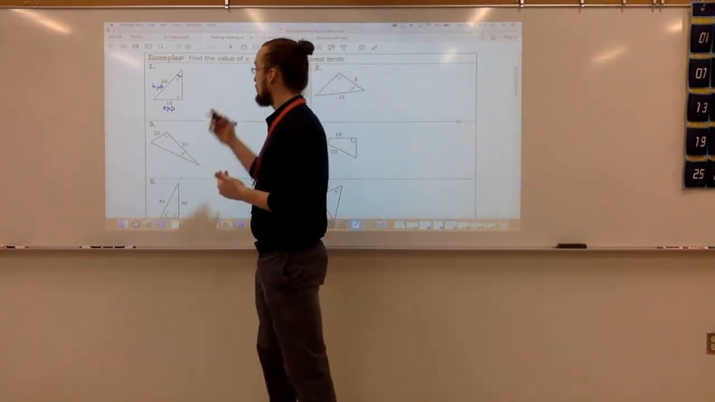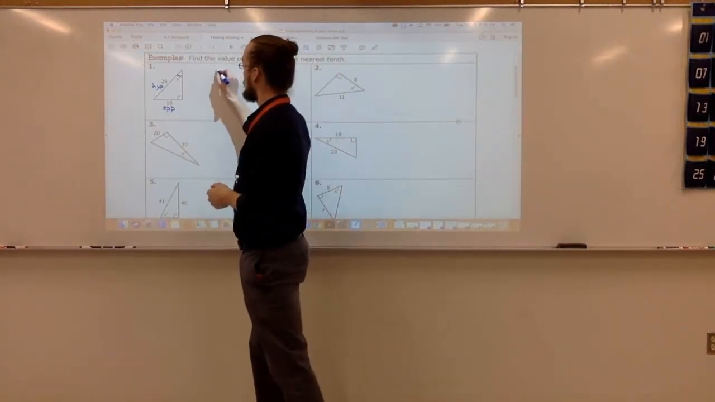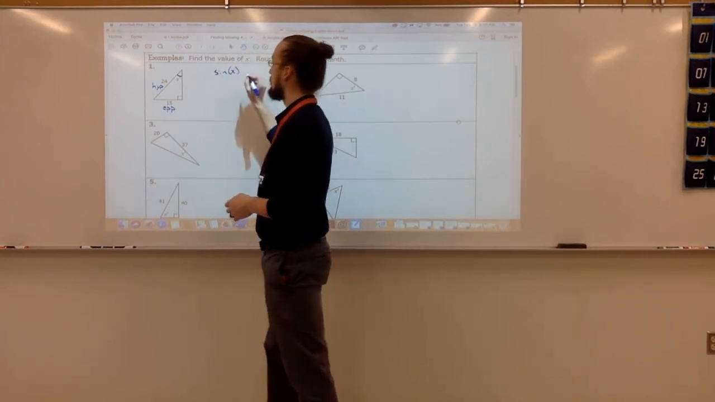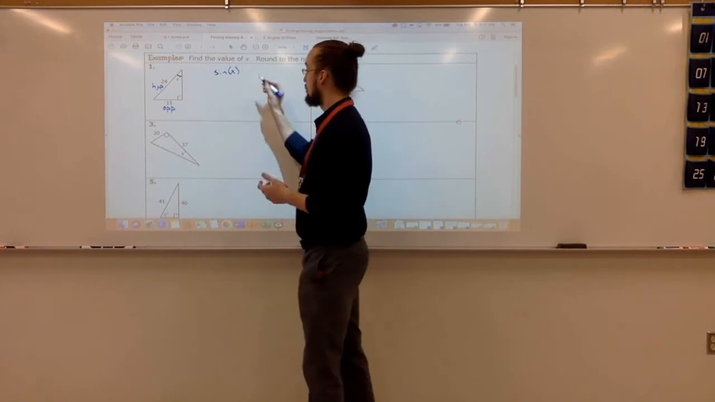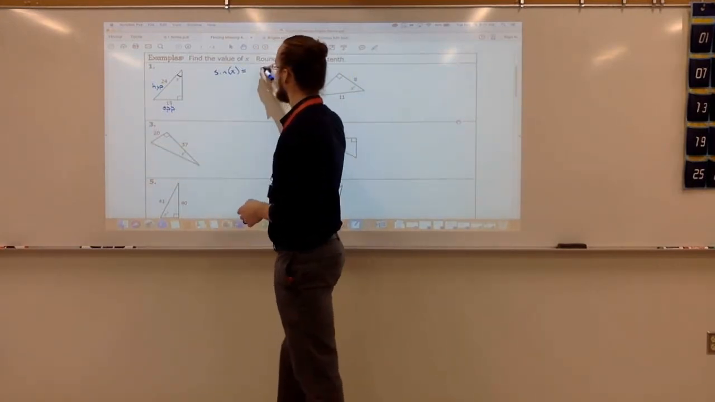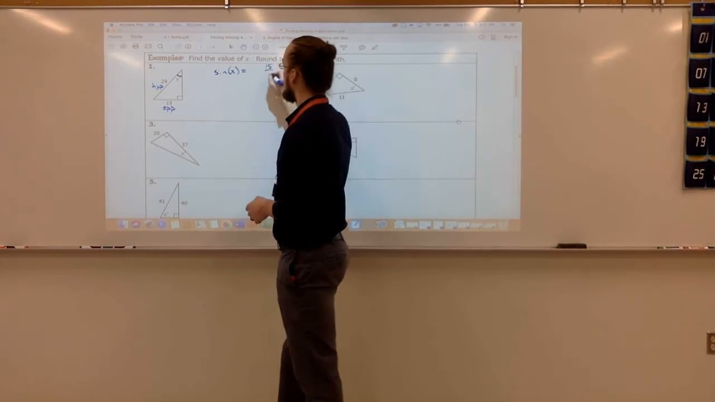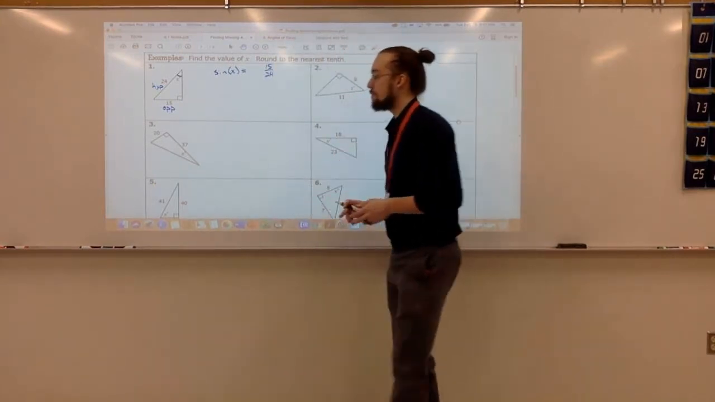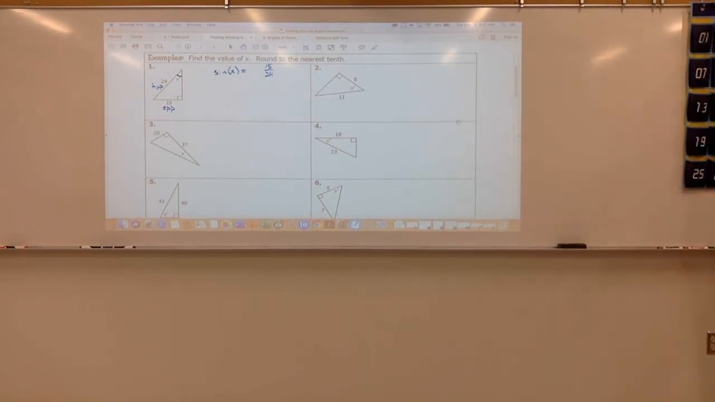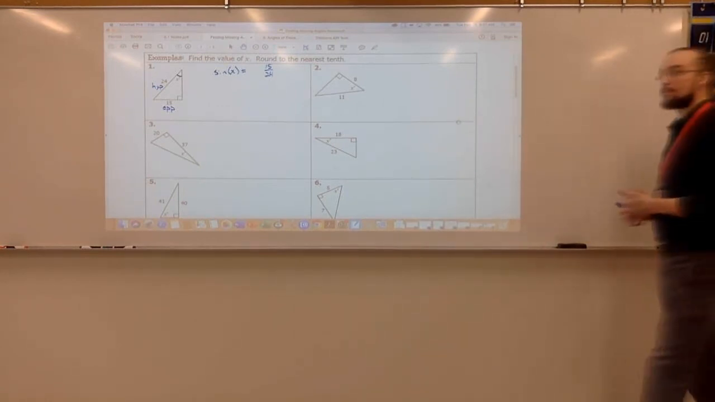So, our setup is actually still the same as well. We're going to say sine of the angle. In this case, the angle is x. So, sine of the angle equals opposite over hypotenuse, so equals 15 over 24. So, we need to get x by itself, right? We need to solve this equation for x.